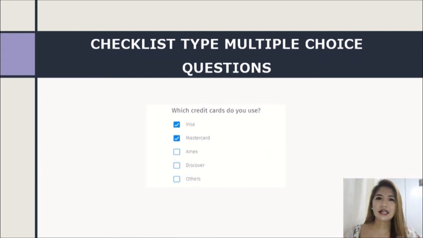So next we have checklist type multiple choice questions. This type of close-ended question expects the respondents to make decisions from the many options that have been stated. So the respondent can choose one or more options depending on the question being asked.